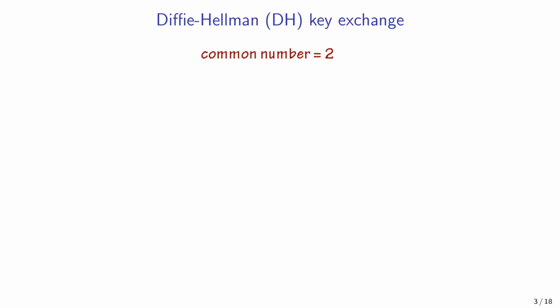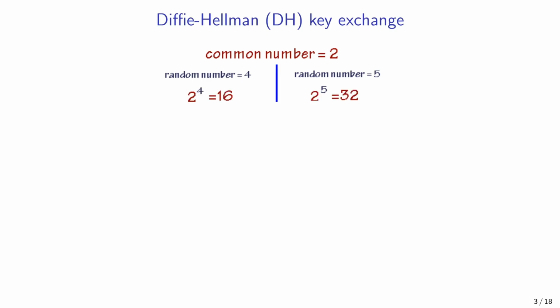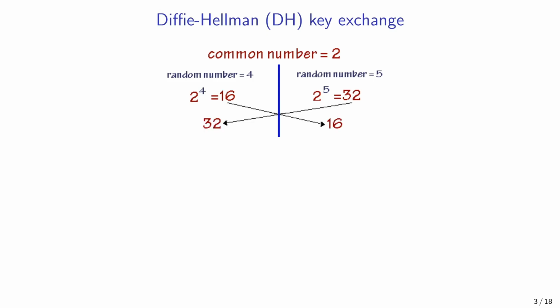The requirement is that both parties agree on some common number, 2 in this case. This number must not be secret, so the attacker knows that the common number is 2. Then each party has to generate a random secret number. Now this number has to be kept secret. It stays only with that party. What do they do next? They take the common number and take it to the power of the random number they have. They do it on both sides, as you see, and then they exchange the result of the exponentiation over the public channel.